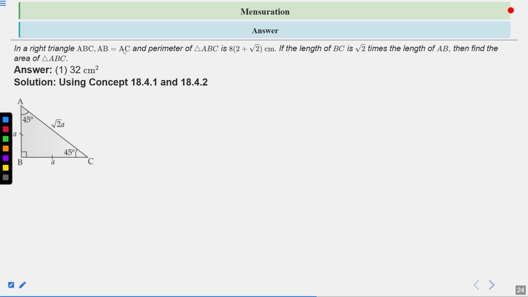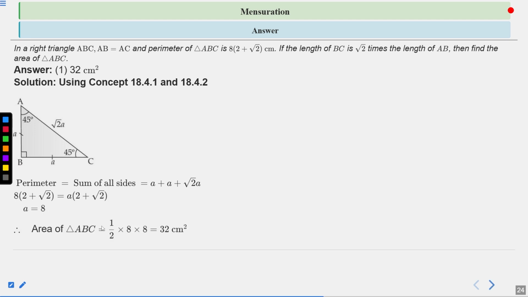So we can see the diagram because both sides are equal, so the angles will be equal. One is 90 degrees, so the hypotenuse will become root 2 a if the sides are a and a. So the perimeter equals the sum of all sides, so a plus a plus root 2 a, we can take a common, so we get a into 2 plus root 2, which equals 8 into 2 plus root 2. Now we can compare it, we get the value of a equals 8 centimeter. So we get a equals 8.